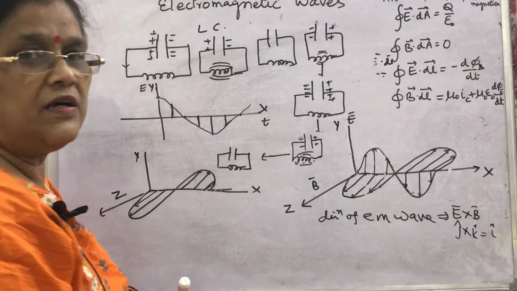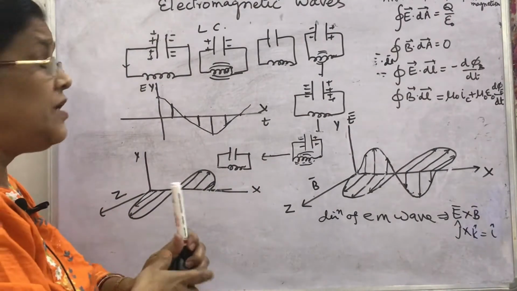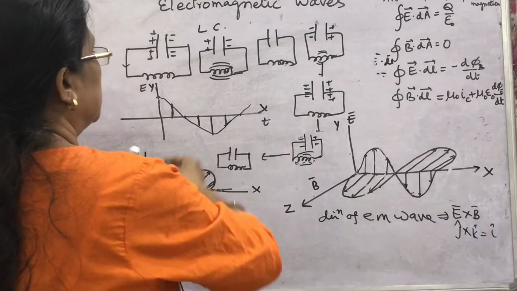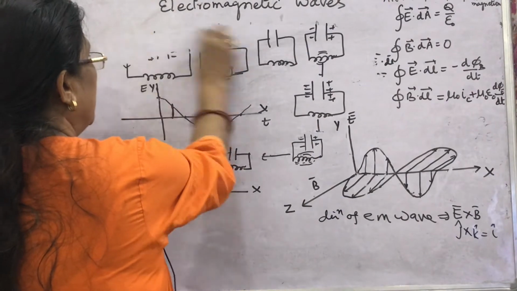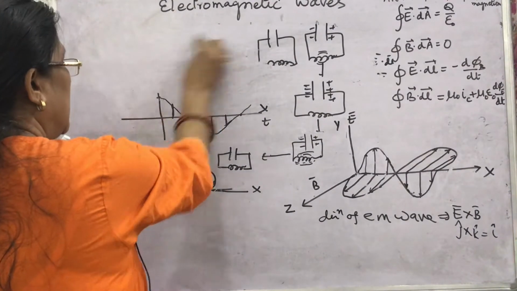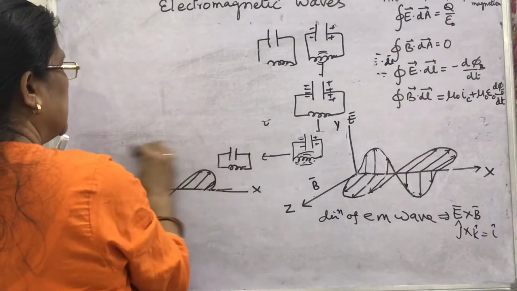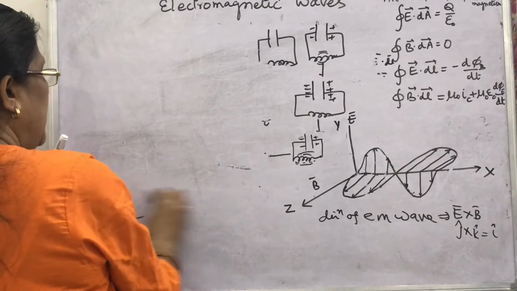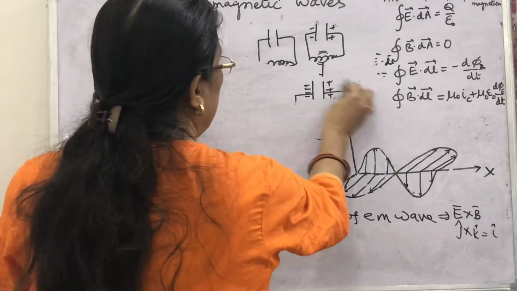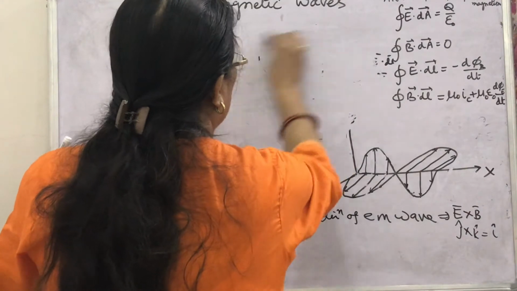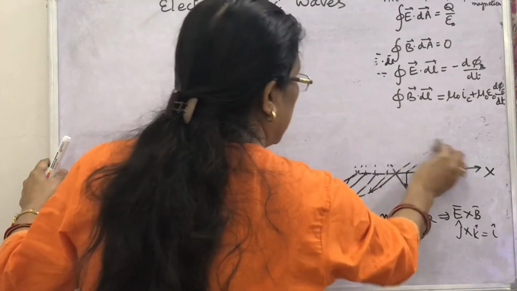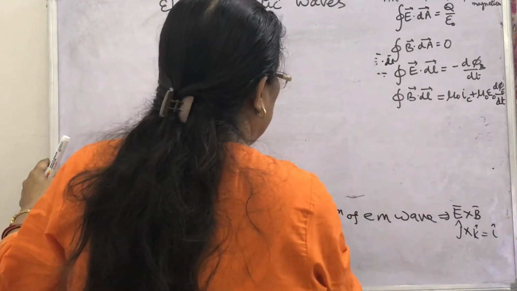What we have learned: the source of EM waves is the oscillating charge, and where does the charge oscillate? In the LC oscillations. This is the generation of EM waves, that is, the propagation of the wave and the production of electric and magnetic fields.